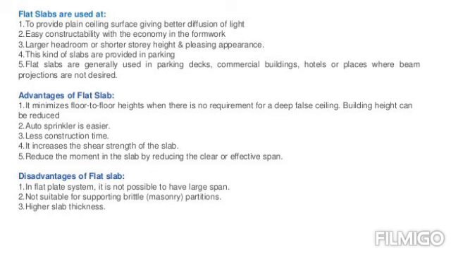Number 1, it minimizes floor-to-floor heights when there is no requirement for a deep fall ceiling. Building height can also be reduced. Second, auto sprinkler installation is easier. Number 3, less construction time. Number 4, it increases the shear strength of the slab. Number 5, it reduces the moment in the slab by reducing the clear or effective span.